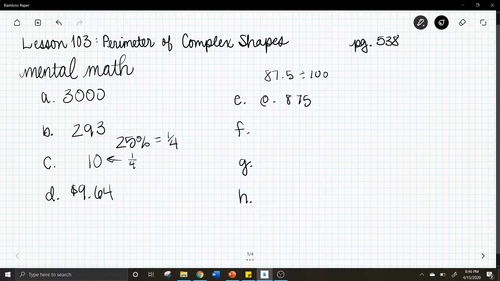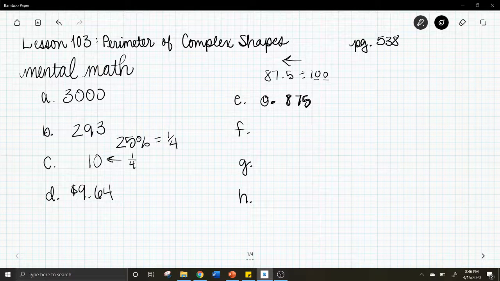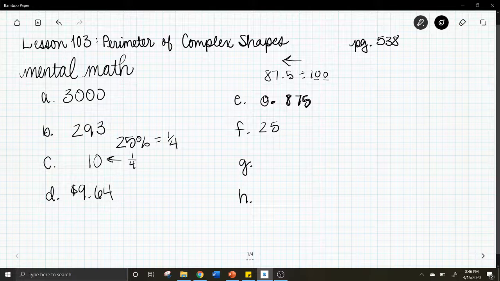875 thousandths, or 0.875. So remember, with division, you move your decimal to the left for each zero. Letter F, 500 divided by 20. What is 500 divided by 20? Answer is 25.